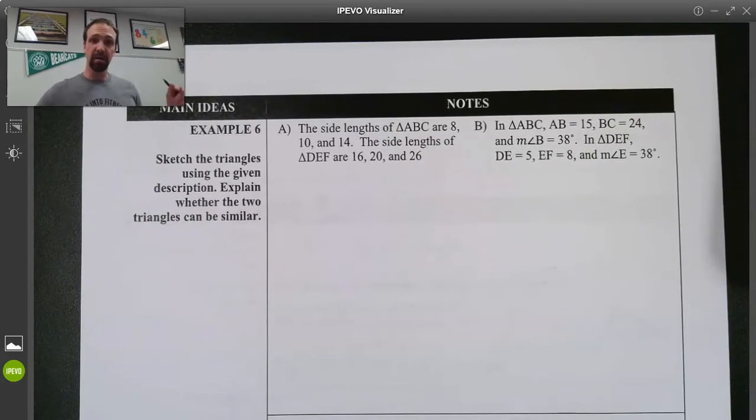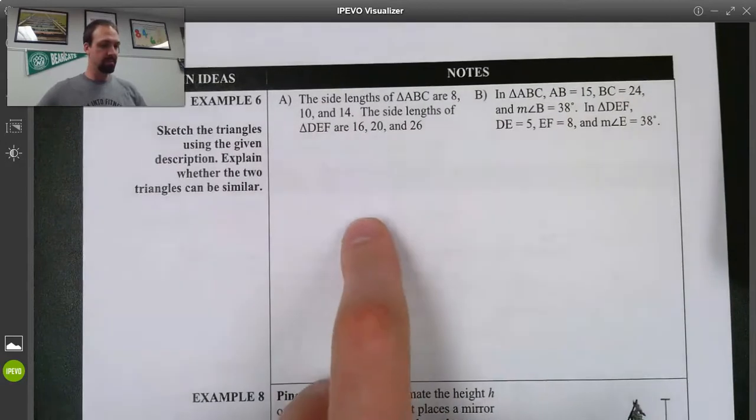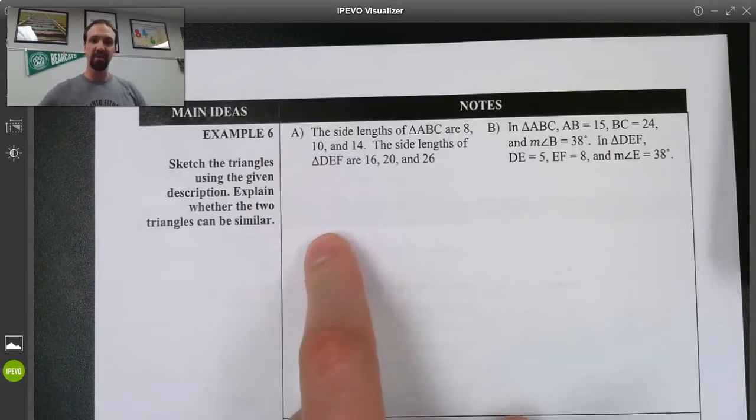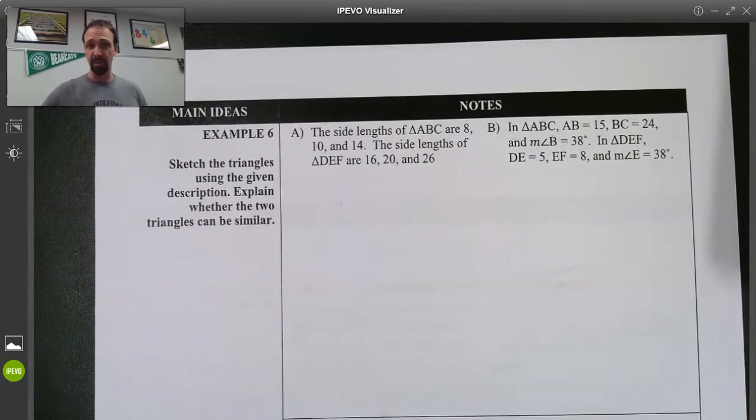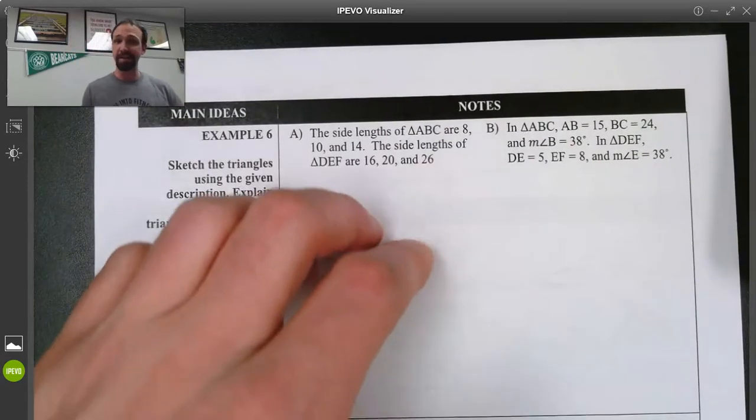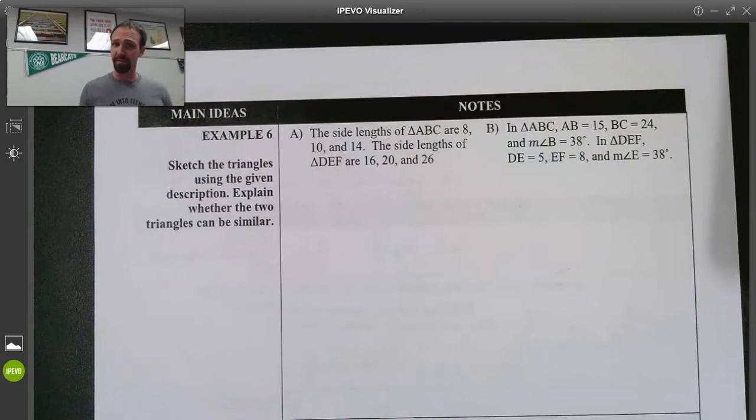This is the last part, our two examples. The first one's talking about sketching triangles and then just using the information to determine whether they're similar. We're going to see that this one is actually one using side-side-side similarity and side-angle-side. We'll just see if they're similar or not.